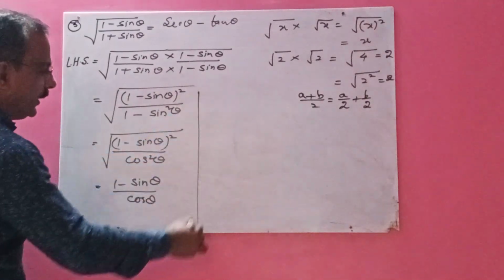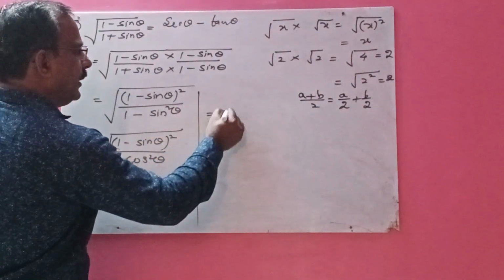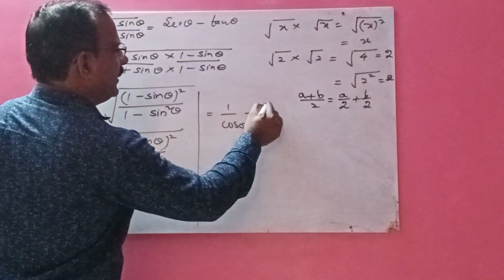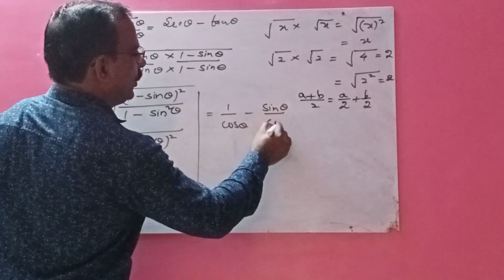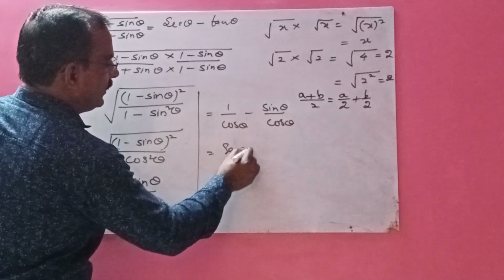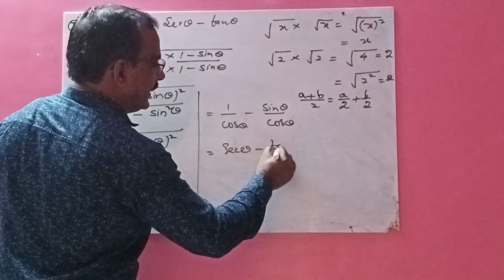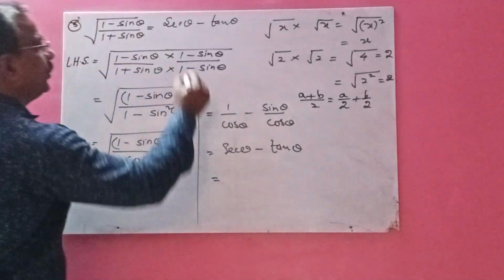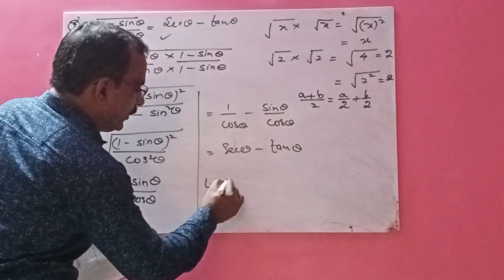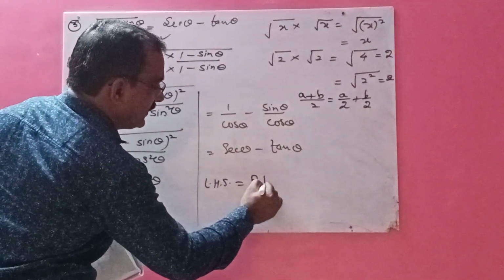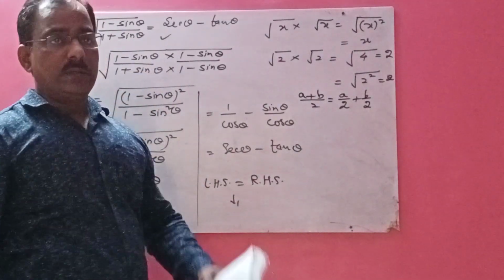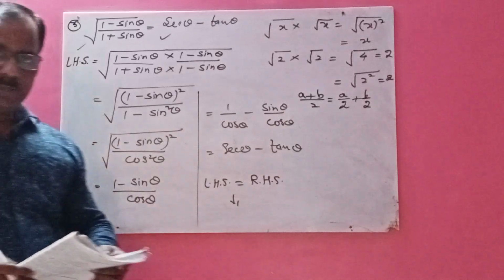What you will do, write down this one as 1 upon cos theta minus sine theta upon cos theta. Now 1 upon cos is what? It is sec theta. And sine upon cos is what? Tan theta. Okay, see, you got your right hand side. So LHS is equal to RHS. And again you write down your sum, and finally you write down: hence it is proved. Understood children?